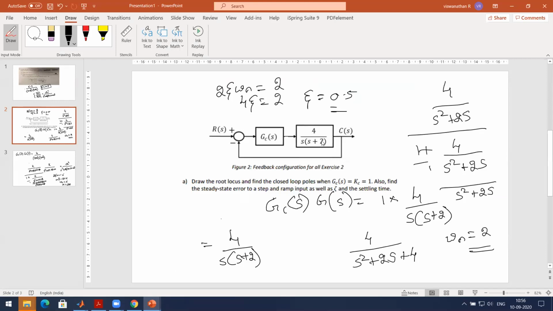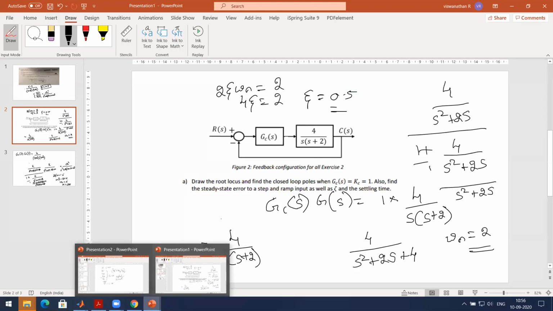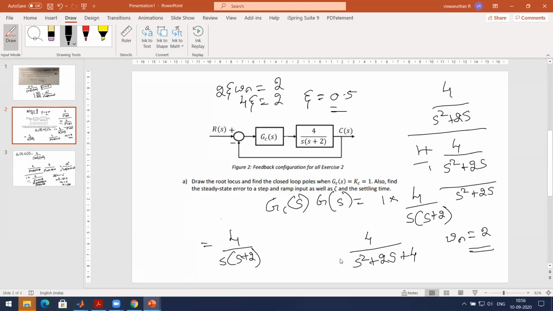What pole positions are there? Open loop. Okay, the pole positions are open loop pole positions. Now when you make it as a closed loop, the pole positions will change. To what will it change? First it was s square plus 2s is equal to 0. So you had s is equal to 0 and s is equal to minus 2, but now it is s square plus 2s plus 4 equal to 0.